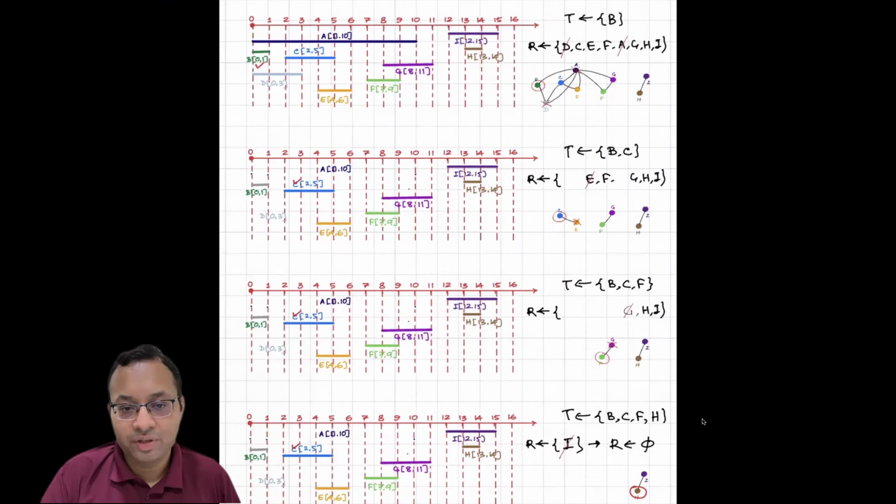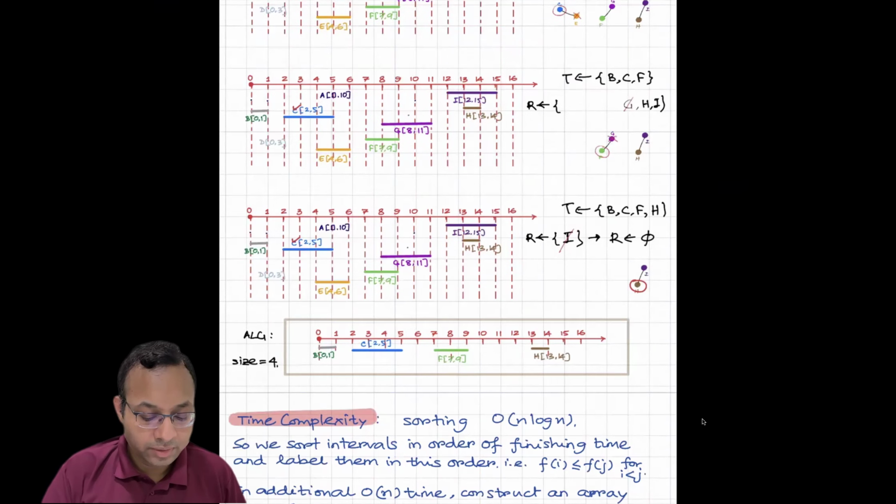Then among F, G, H, I, F has the earliest finishing time. So we'll select F and remove G, which has overlap with it, and continue. And finally, we'll come to the point when we have only H and I, and among them H is earliest. So I select H and I remove I, and R becomes empty. So we stop. At that time, T has B, C, F, H, and that is the optimal solution. So we are claiming that to be the optimal solution. This is a solution written by the algorithm, but we'll prove this is optimal. So optimal here is size 4.